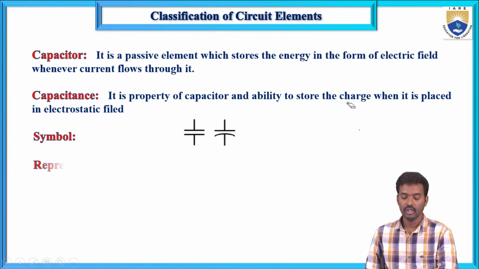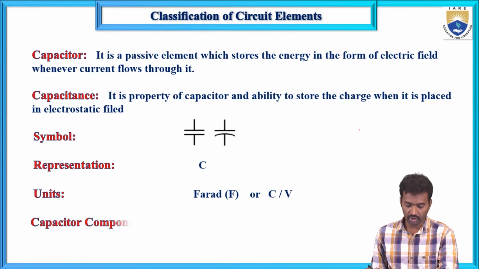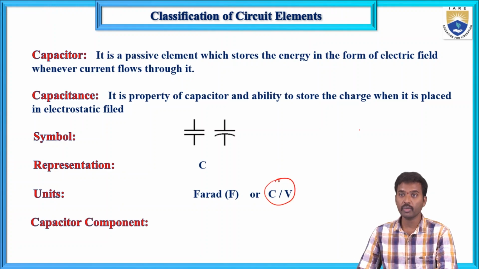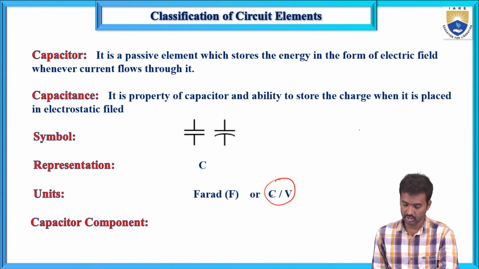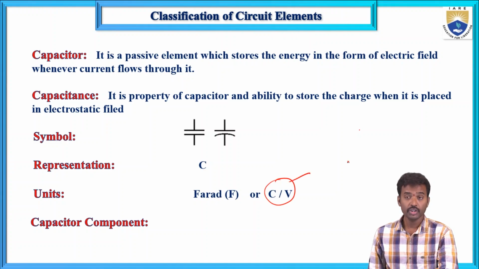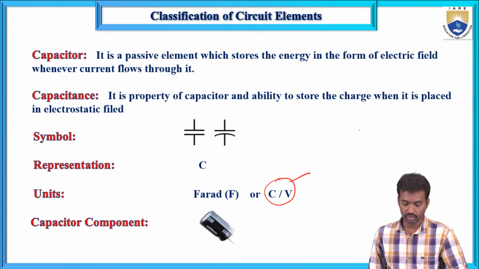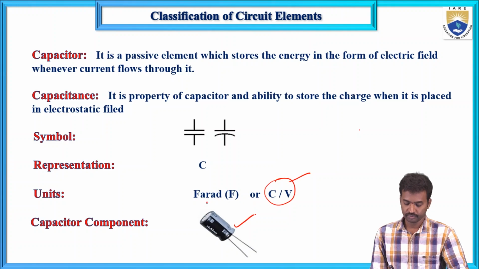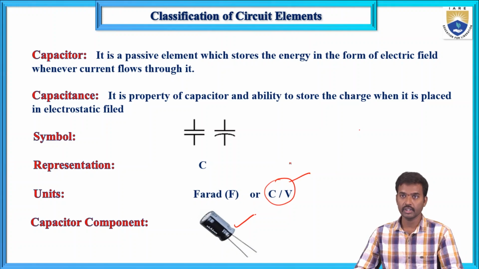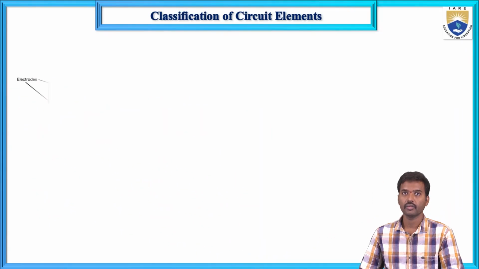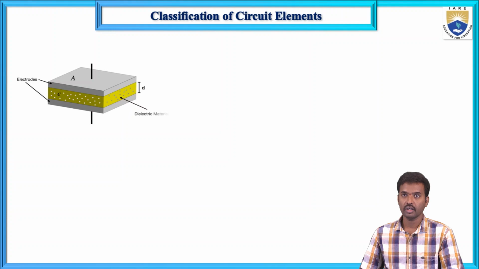Here the representation is C and the units are farads, with the formula C equals Q by V, coulombs per volt, and the units are microfarads or farads. The capacitor component, the real picture, looks like this. You might have seen this capacitor in a TV board. This is the real picture.